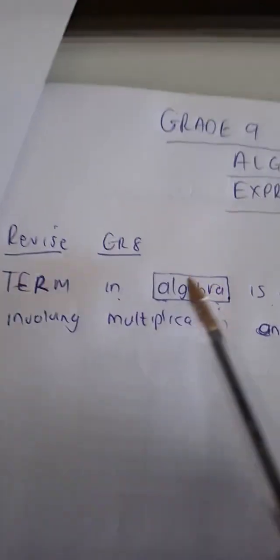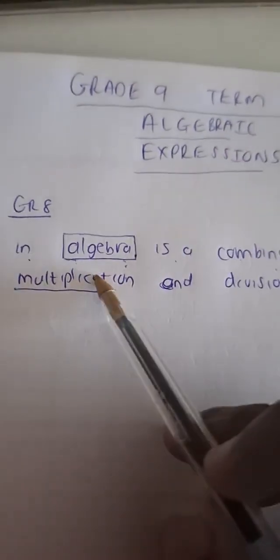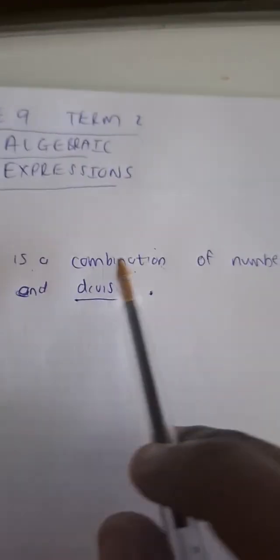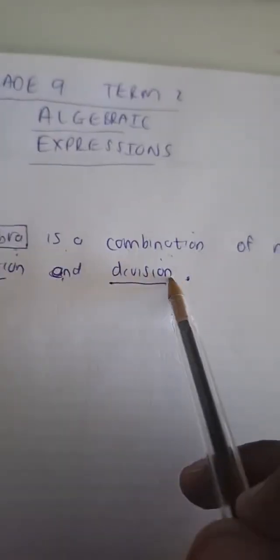So let me just be specific. We are talking here about letters of the alphabet, and I'm sure you know there are 26 letters of the alphabet. So the combination of both numbers and letters involves multiplication and division. A term in algebra is a combination of numbers and letters involving multiplication and division.